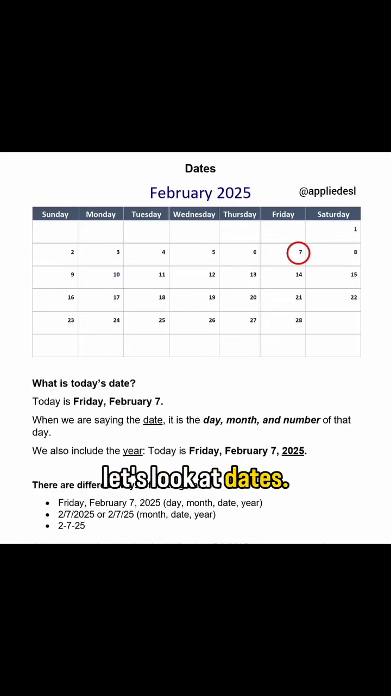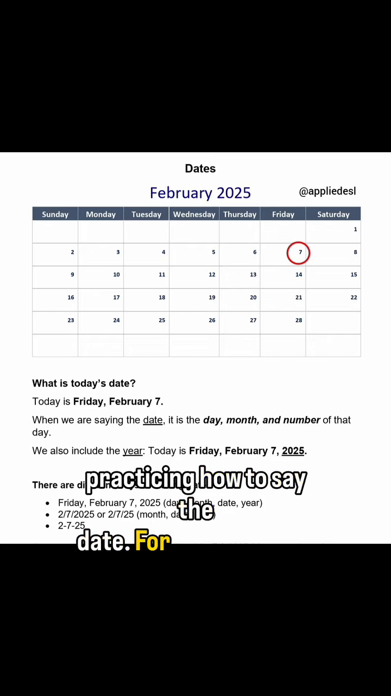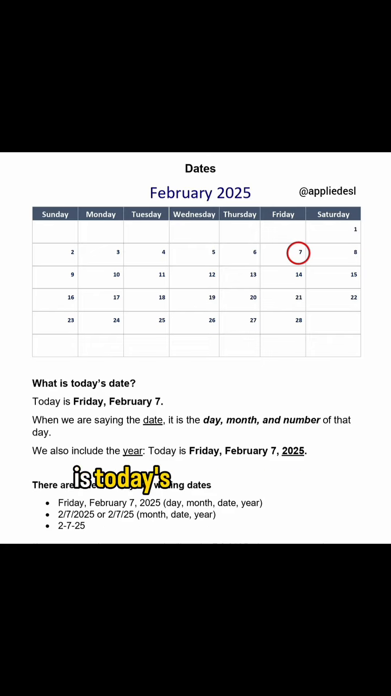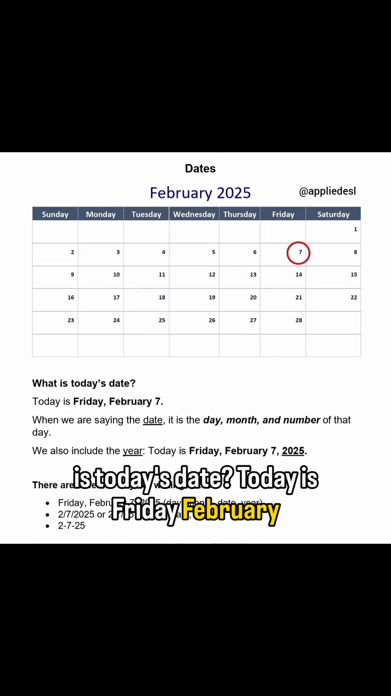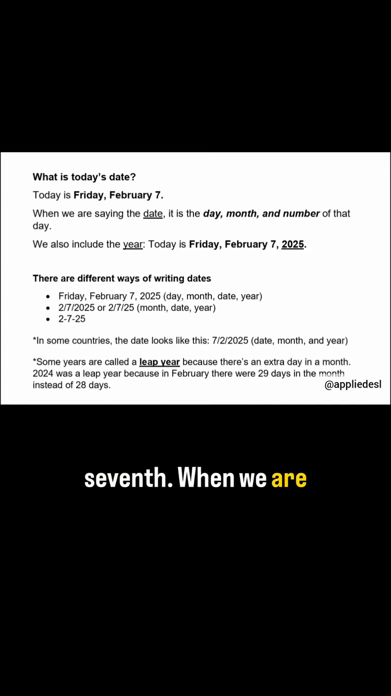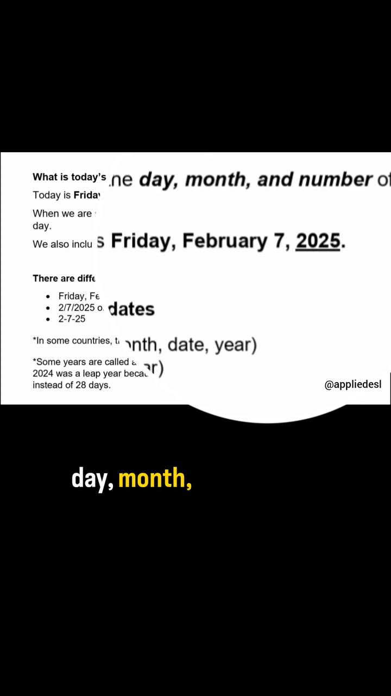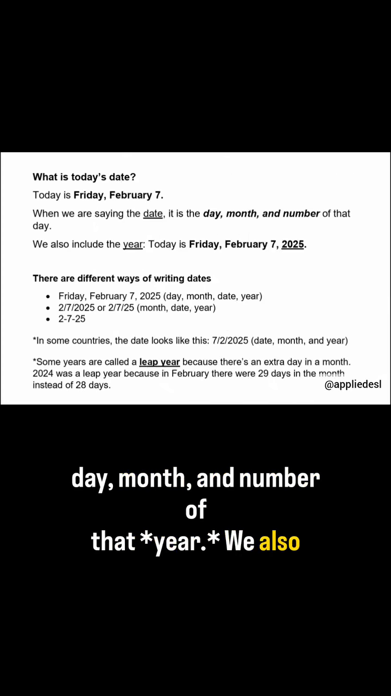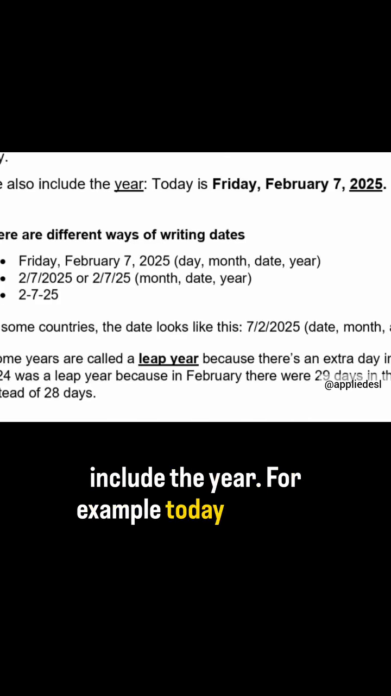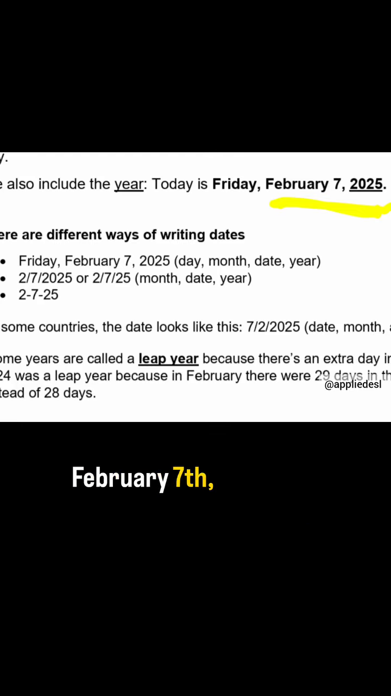Now let's look at dates. February 2025. So for this exercise, you want to spend some time practicing how to say the date. For example, what is today's date? Today is Friday, February 7th. When we are saying the date, it is the day, month, and number of that day. We also include the year. For example, today is Friday, February 7th, 2025.